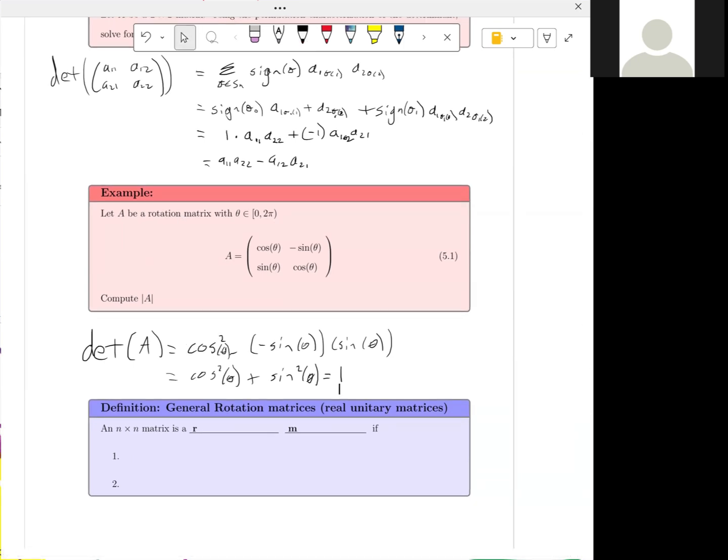Now, it turns out that since the determinant of the rotation matrix equals 1, we can define rotation matrices in general using this condition. An n by n real matrix is a rotation matrix if the determinant of A equals 1 and A times A transpose equals I. You can also see these as our real unitary matrices. So it gives us another name for our real unitary matrices.